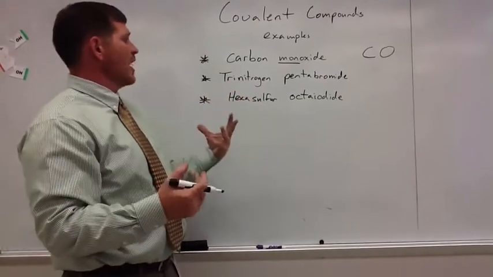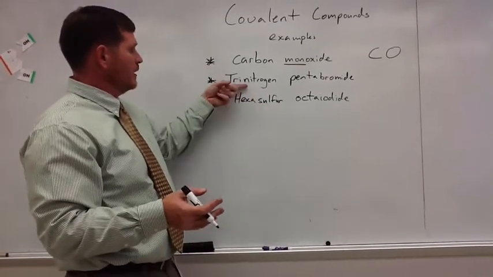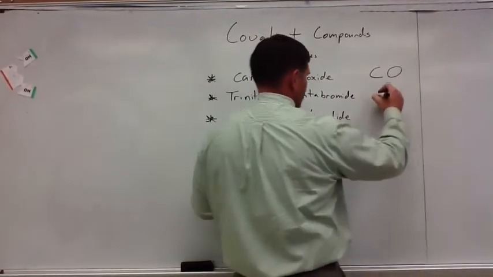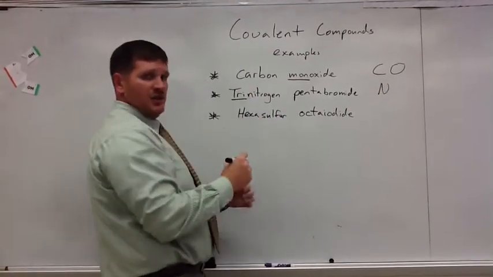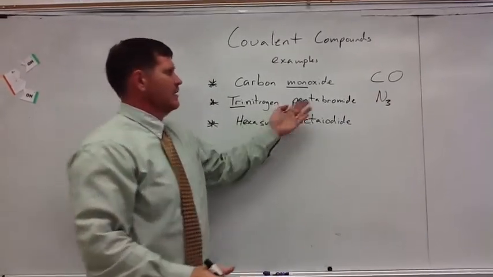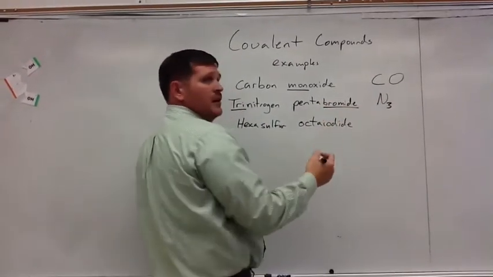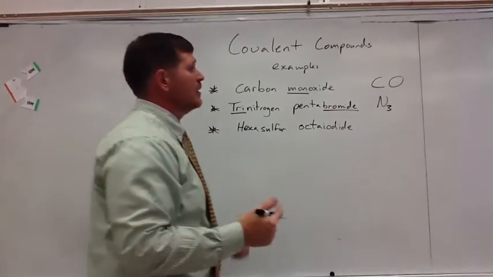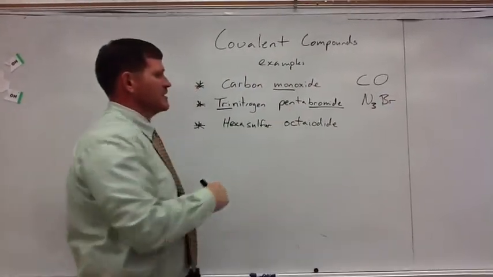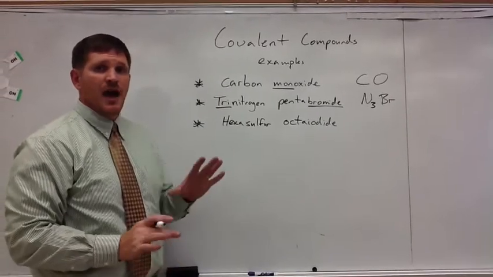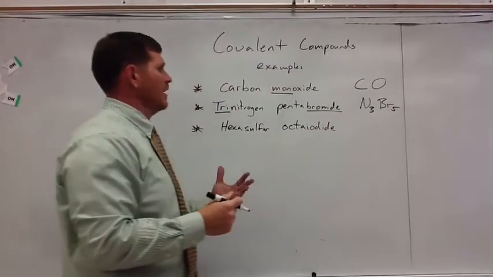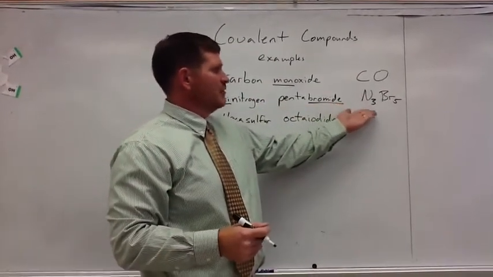Okay, the second one, trinitrogen pentabromide. I write my first name, which is my most like metal, and that's nitrogen. The prefix tri is going to indicate that I have 3 of them. I write my next element, which is bromide. When we look at our periodic table, we know that bromine is Br. Using my prefixes, I see penta. Penta is going to be 5 down in our list. So that means I have 5 of those. So my formula for trinitrogen pentabromide is N3Br5.